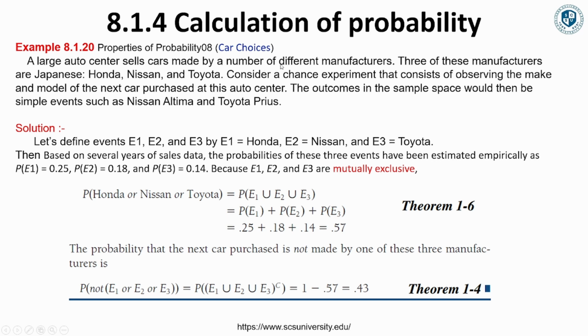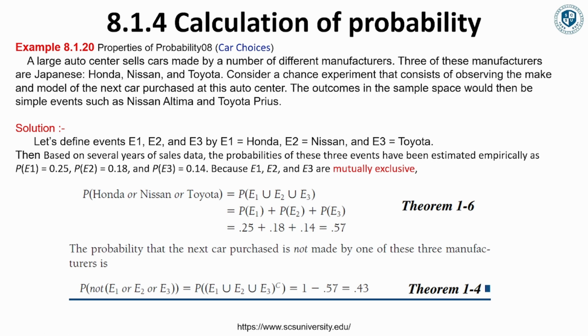A large auto center sells cars made by a number of different manufacturers. Three of these manufacturers are Japanese: Honda, Nissan, and Toyota. Consider a chance experiment that consists of observing the make and model of the next car purchased at this auto center. The outcomes in the sample space would then be simple events such as Nissan Altima and Toyota Prius.